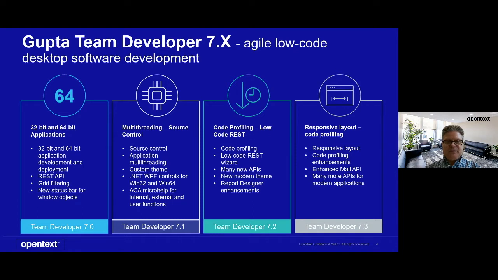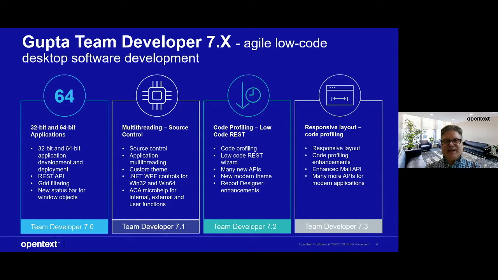In 7.1, we provided multi-threading, so you could make applications more usable, so the user wouldn't be blocked if long-running computations were going on. Very much requested, and I think I used it a lot as well. We also introduced source code control, so you can use source code control right from the application. You have the custom theme and a lot more and many enhancements to the active coding assistant.